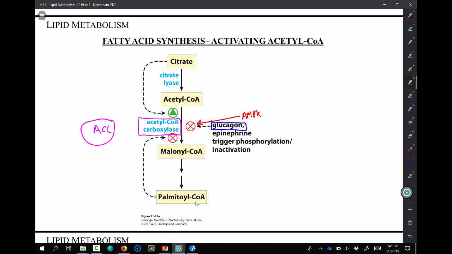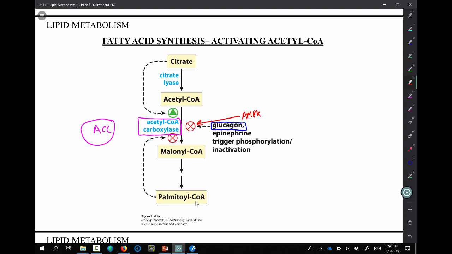AMP kinase, you think to yourself, oh man, that's a long time ago. That seems like February stuff. Exactly. If you go back and look at some of our slides way earlier on AMP kinase, one of the things that you'll notice is that AMP kinase inhibited fatty acid synthesis. We're getting to that now.